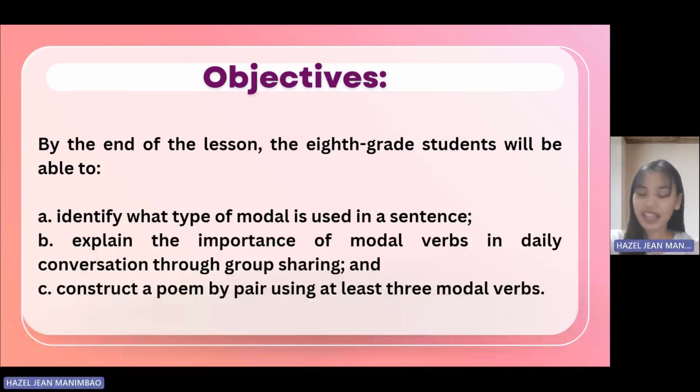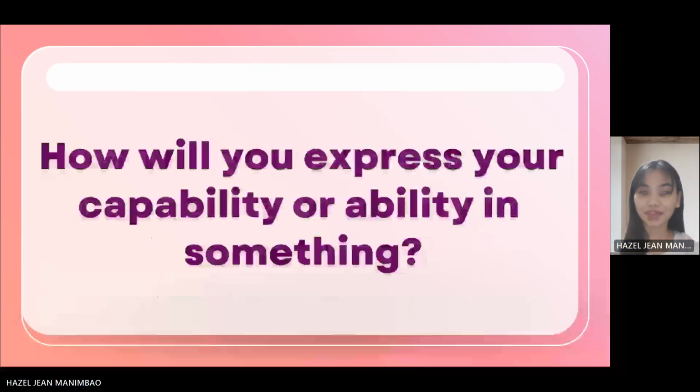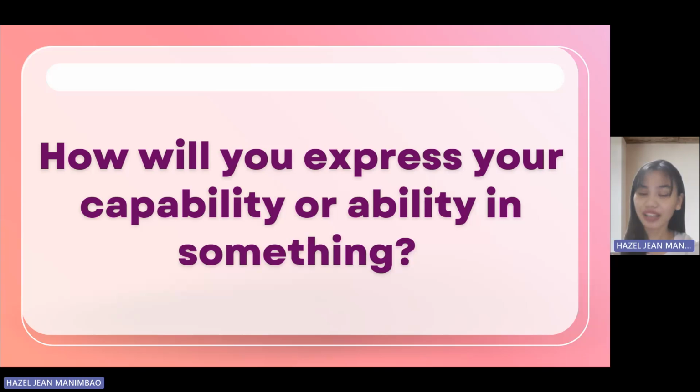Now that we have identified our objectives, let's do a short activity. I have questions here, and you are going to make a sentence based on its functions. For our first question, can you create a sentence that expresses your capability or ability to do something? Great! I can sing is a perfect example for this question.